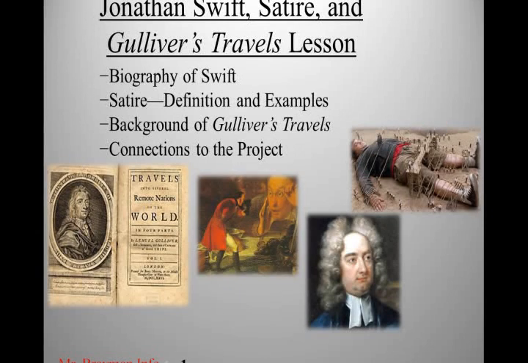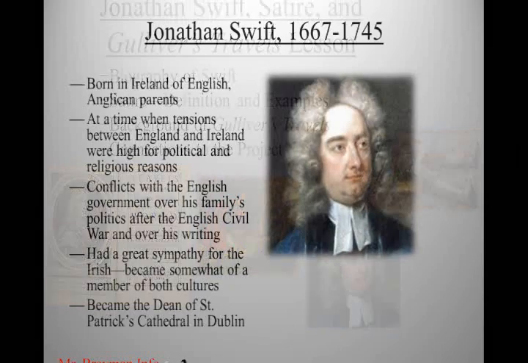Right, so in this lesson I want to give you a little bit of the background to Gulliver's Travels. I'll talk a little bit about Jonathan Swift, the author, about satire, which is the major literary idea that I want you to take from this reading, and then just a little bit about Gulliver's Travels itself. And finally I'll connect it to the project.